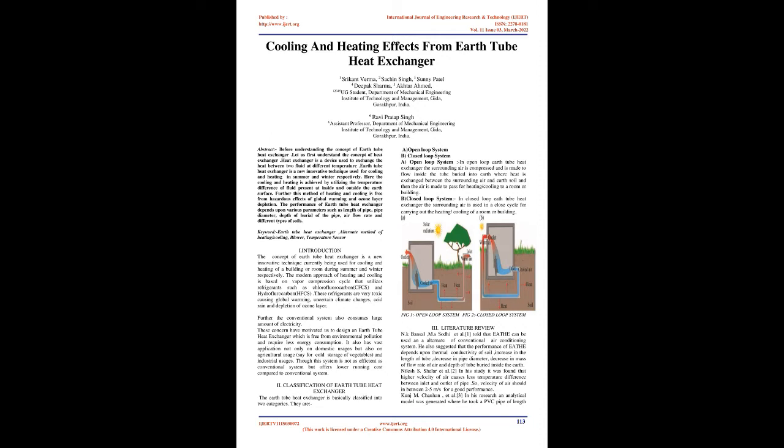2. Classification of earth tube heat exchanger. The earth tube heat exchanger is basically classified into two categories. They are A. Open loop system and B. Closed loop system. A. Open loop system. In open loop earth tube heat exchanger, the surrounding air is compressed and is made to flow inside the tube buried into the earth, where heat is exchanged between the surrounding air and earth soil, and then the air is made to pass for heating/cooling to a room or building. B. Closed loop system. In closed loop earth tube heat exchanger, the surrounding air is used in a closed cycle for carrying out the heating/cooling of a room or building.